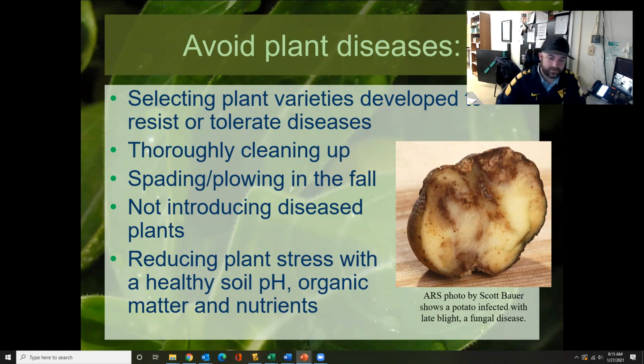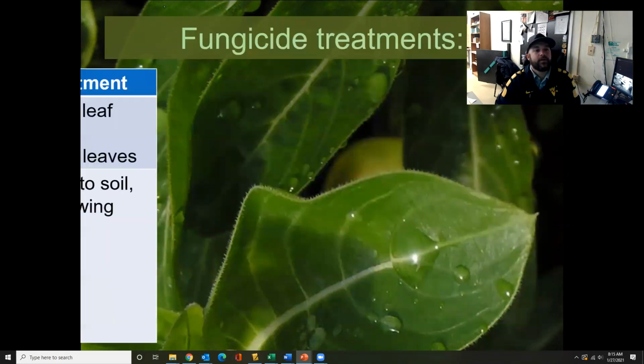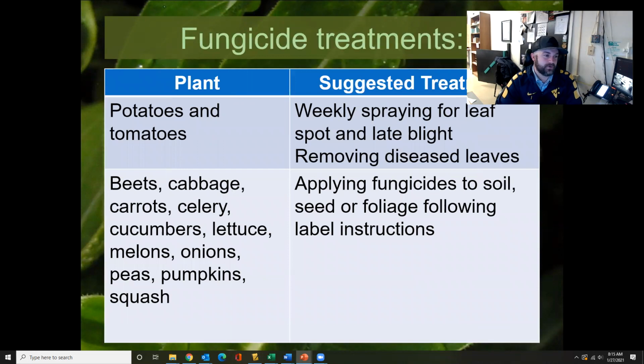That will overall help prevent plant diseases. Use fungicide treatments for potatoes and tomatoes: weekly spraying for leaf spot and late blight, and removing diseased leaves. And for beets, cabbage, and a bunch of other crops, you want to apply fungicides to soil, seed, or foliage following label instructions. So as I always say, follow the label.